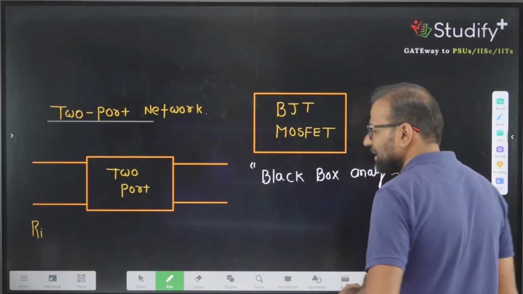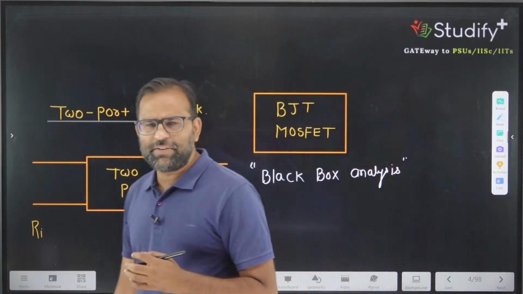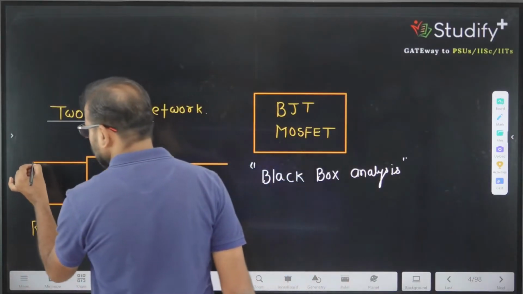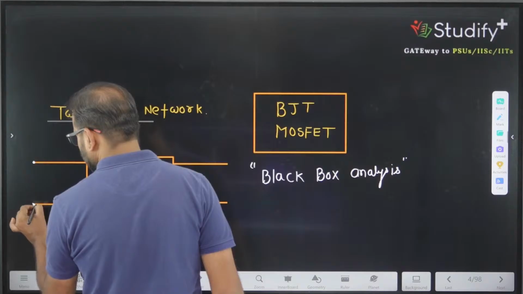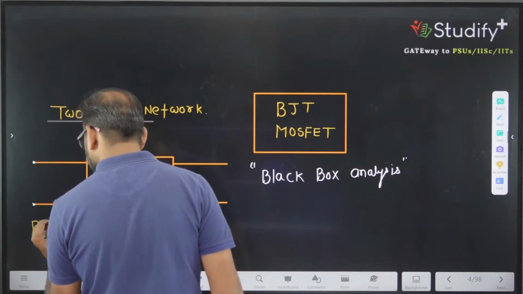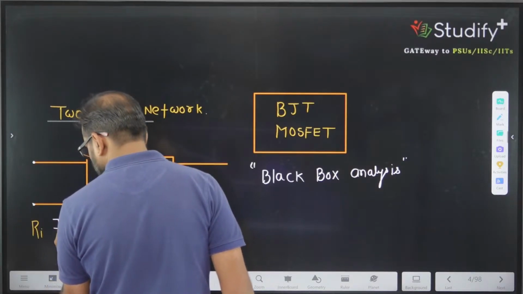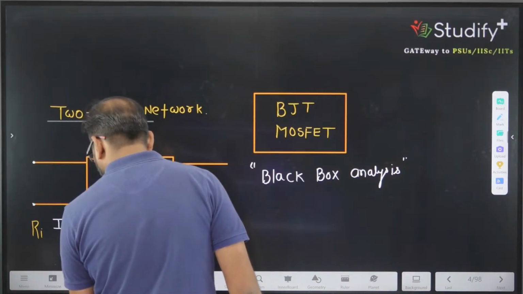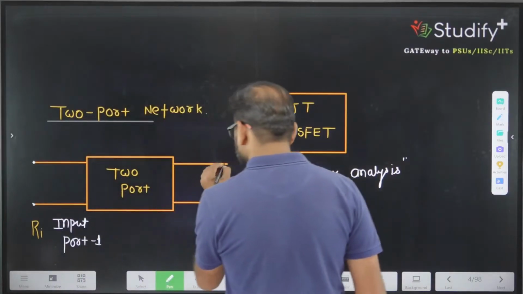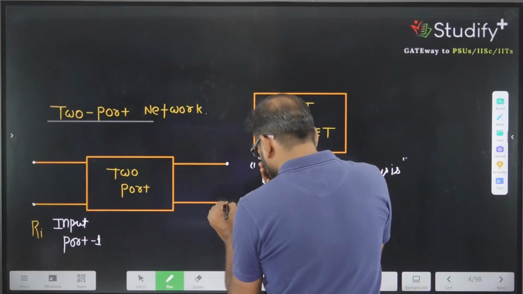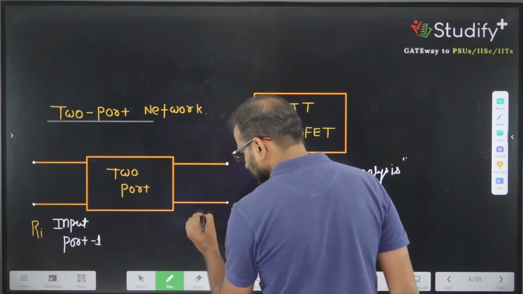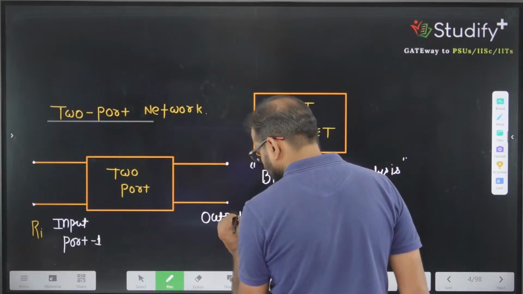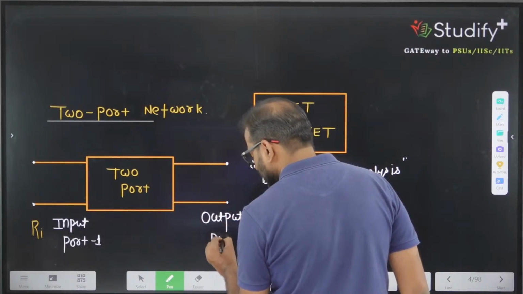In this black box analysis, we are having four variables, two ports. One port, these two terminals, is known as one port, that is known as the input port, or port number 1, and these two terminals represent the second port, or port number 2, the output port. That's why this is known as a two-port network.